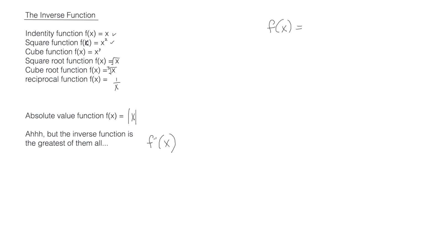Okay, so we have another one. f of x equals 2x plus 1 over x minus 1. To find the inverse function, I'm going to substitute y equals 2x plus 1 over x minus 1. I'm going to switch the x and the y places. So now I'm going to have x equals 2y plus 1 over y minus 1.